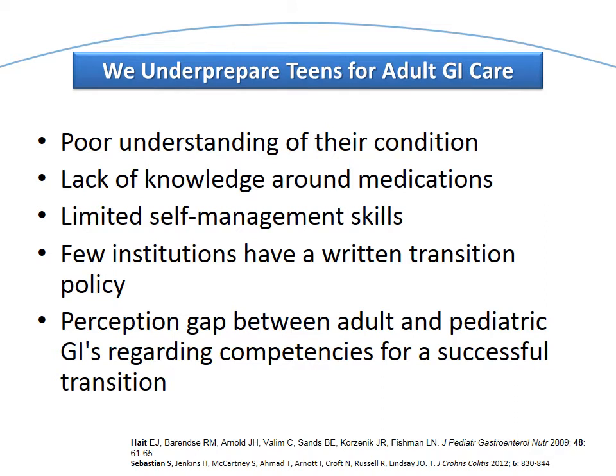The last concept is there's really a lot of good evidence to suggest that as pediatric gastroenterologists, we historically have underprepared our teens for being managed by adult GI providers. Several surveys have shown adult GI colleagues commenting that their population of patients that come to them from pediatrics tend to have a poor understanding of their condition. They also tend to have poor knowledge around the medications that they're using. They have limited self-management skills. They tend to come from institutions that do not have a written transition policy. And there's definitely a perception gap between adult and pediatric GIs regarding what types of competencies are needed for a successful transition.